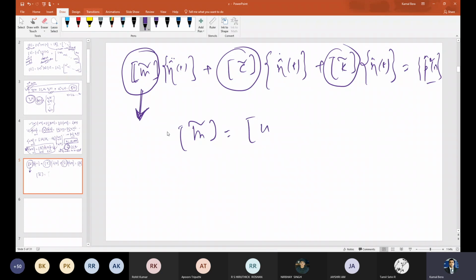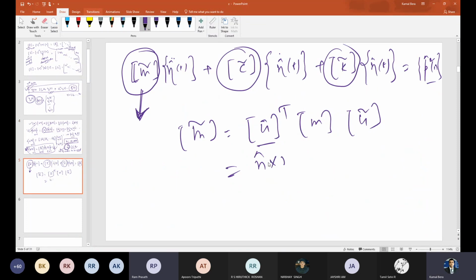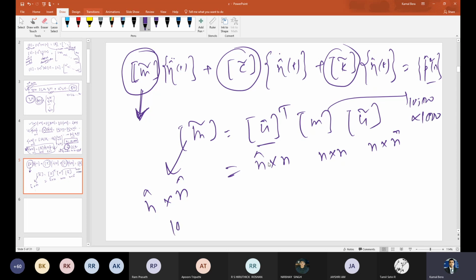M hat equals U hat transpose M U. All agree with me? What is the dimension of U hat transpose? It is n hat cross n, and U is n cross n hat. So finally this has to be n hat cross n hat. Initially my mass matrix was 10,000 by 10,000. Now if I use 100 modes, it will be 100 by 100.